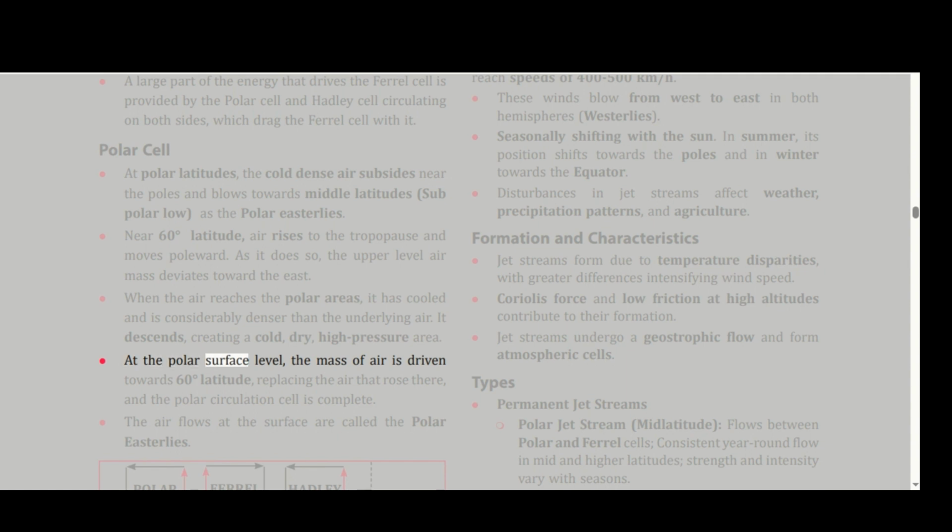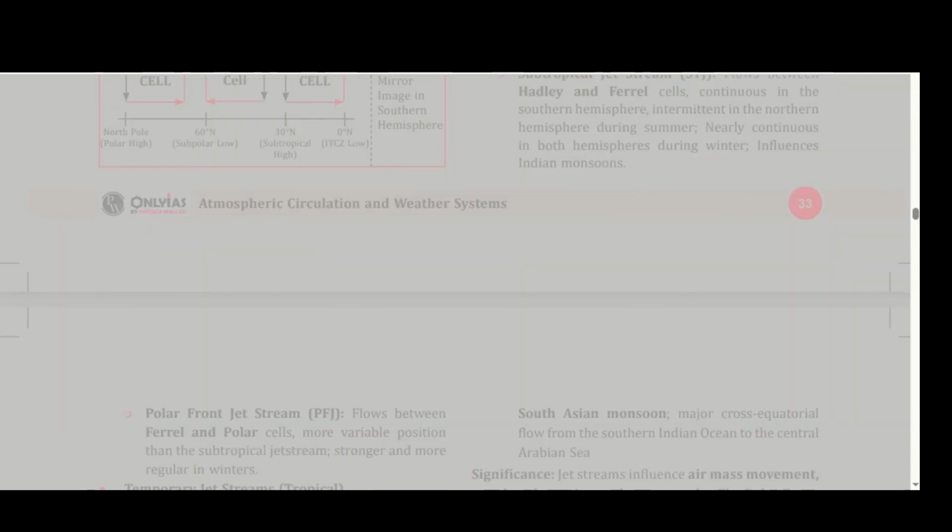At the polar surface level, the mass of air is driven towards 60 degrees latitude, replacing the air that rose there, and the polar circulation cell is complete. The air flows at the surface are called the polar easterlies. Polar cell, Hadley cell, Ferrel cell. North Pole, polar high; 60 degrees north, subpolar low; 0 degrees, ITCZ low; 30 degrees north, subtropical high. Mirror image in the southern hemisphere.